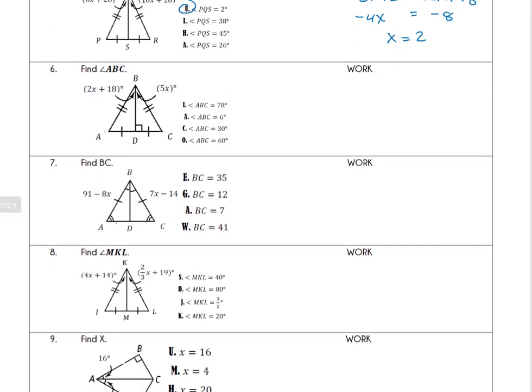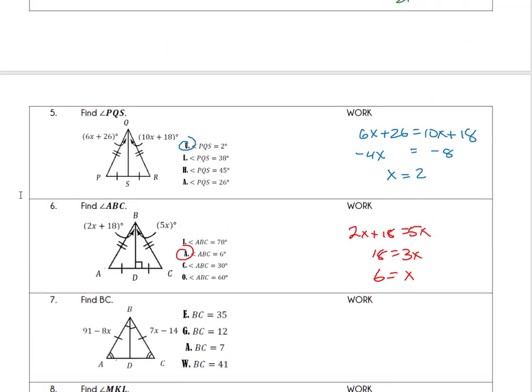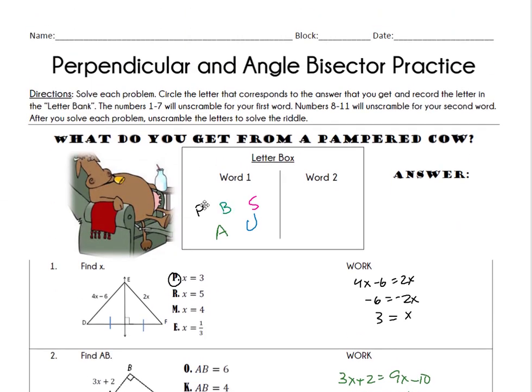Let's do number 6. For number 6, let's see, these two angles need to be congruent to each other. So 2x plus 18 equals 5x. Take 2x away from both sides. 18 is equal to 3x. Divide both sides by 3. X is equal to 6. So A goes into our choices.